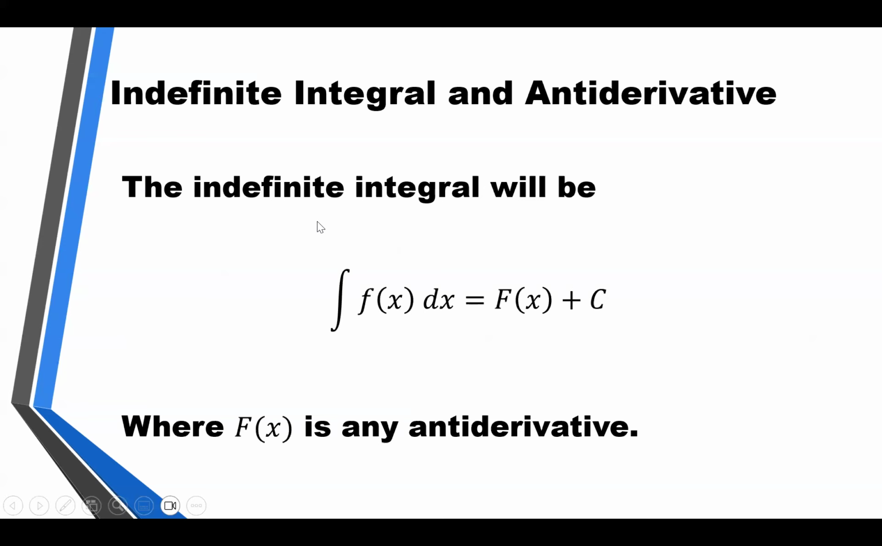And the indefinite integral will always be equal to an antiderivative plus an arbitrary value of C. And in this class, we always make C uppercase. That's the typical way to do it. So we can find the indefinite integral by finding one antiderivative and then tacking on a plus C at the end.